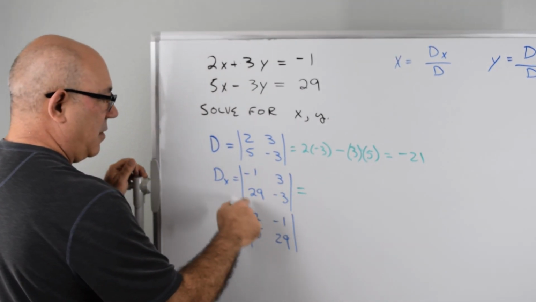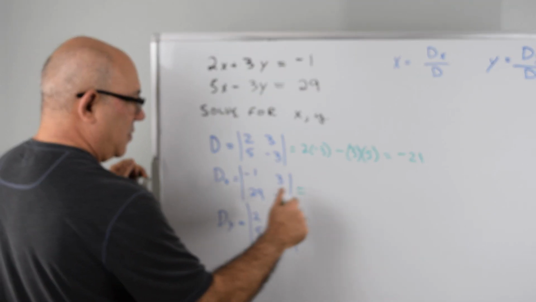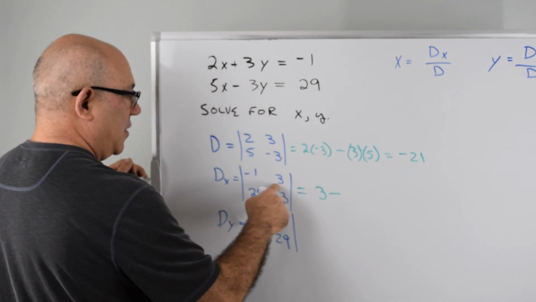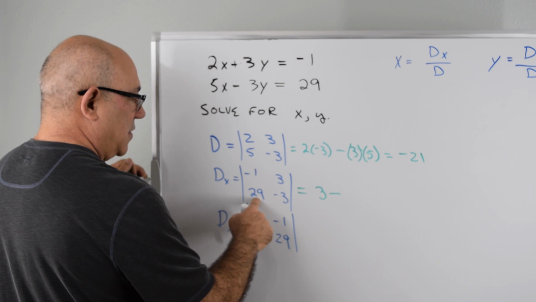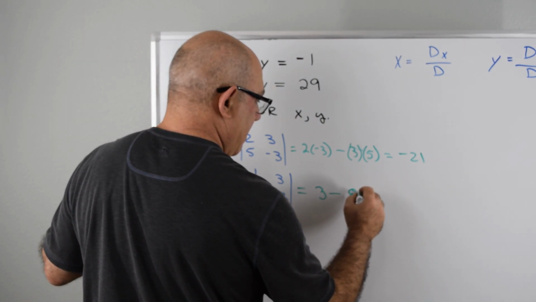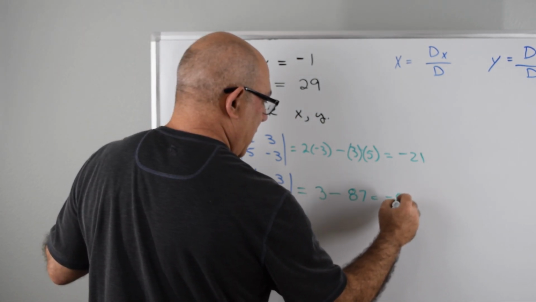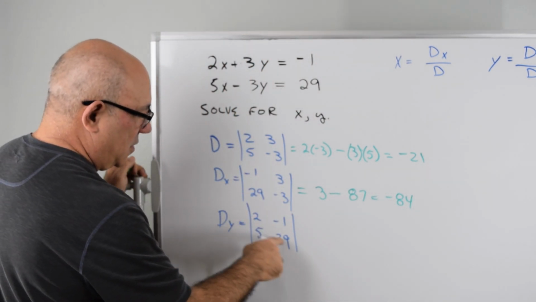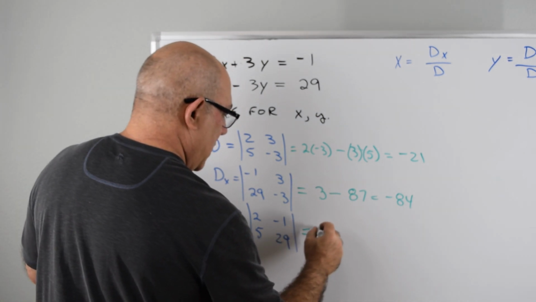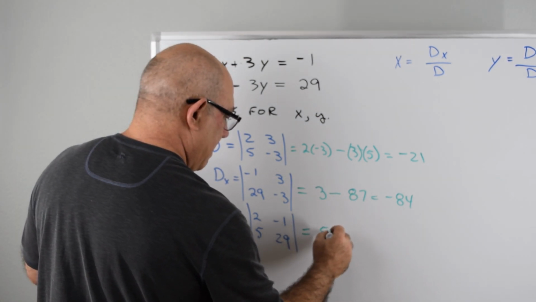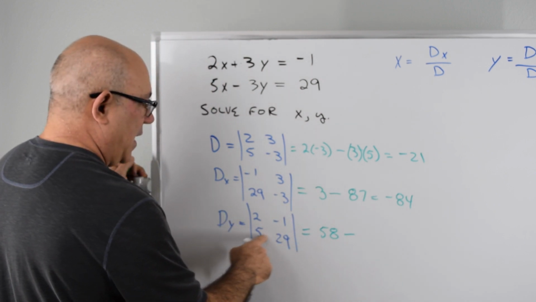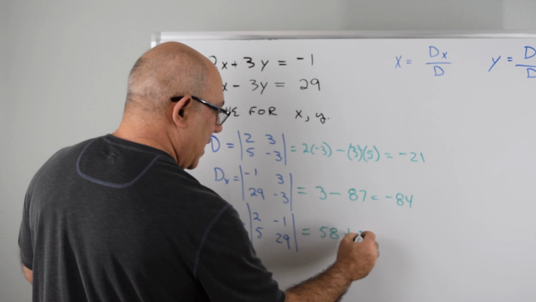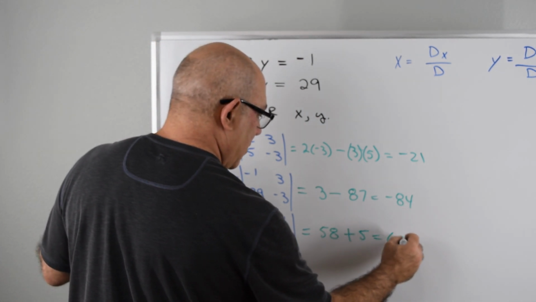Then we're going to do it here. We're going to do minus 3 times minus 3, which is a 3. Minus 29 times 3, which is 87. That's going to equal minus 84. Then we're going to take this one, 2 times 29 equals 58. Minus 5 times minus 1, which is a minus 5. So that's a plus 5, equals 63.